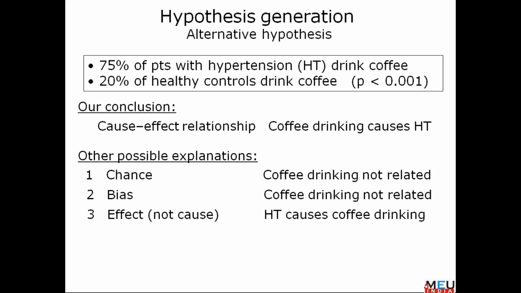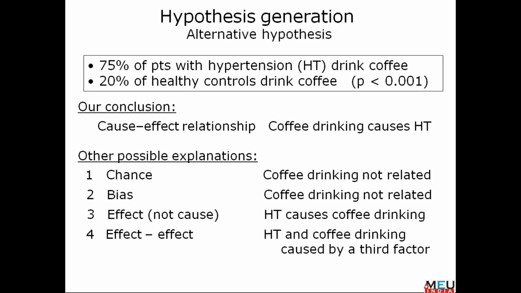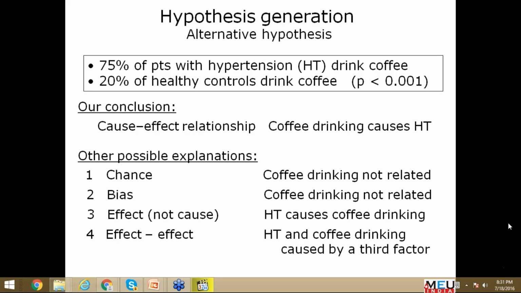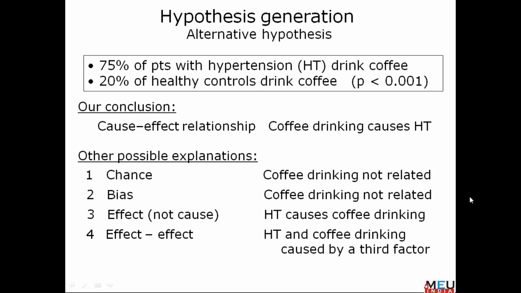Are we having an observer bias, or whether the coffee drinking itself may not be having any effect on hypertension, or the reverse, hypertension causes coffee drinking, or hypertension and coffee drinking could be caused by some third factor? Is it there? Look for all these points.